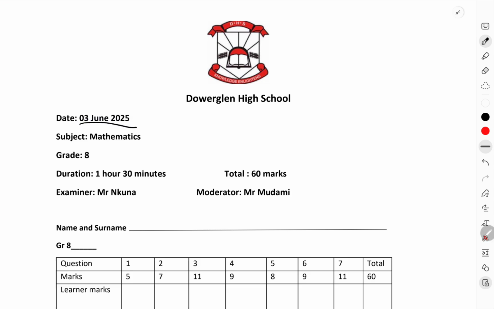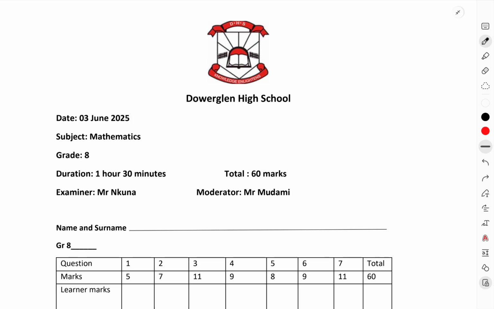As you can see here, it says 3 June. So this is the paper that you were going to write about. But unfortunately, we are going to receive a different paper. It means you are no longer going to write with this paper. But we can also use it for revision so that you can see what you were supposed to prepare for, or what you would have known, right?